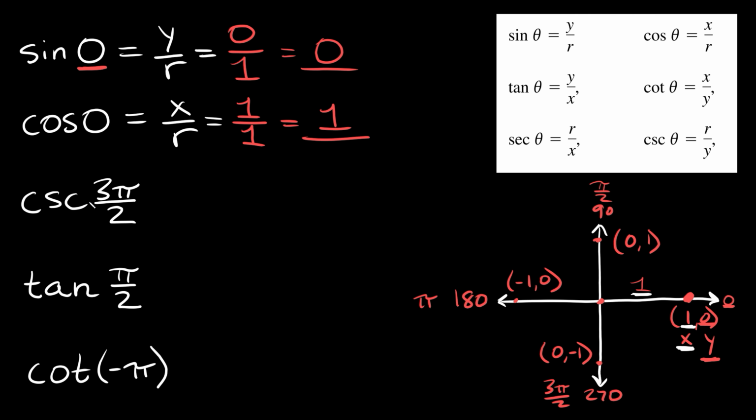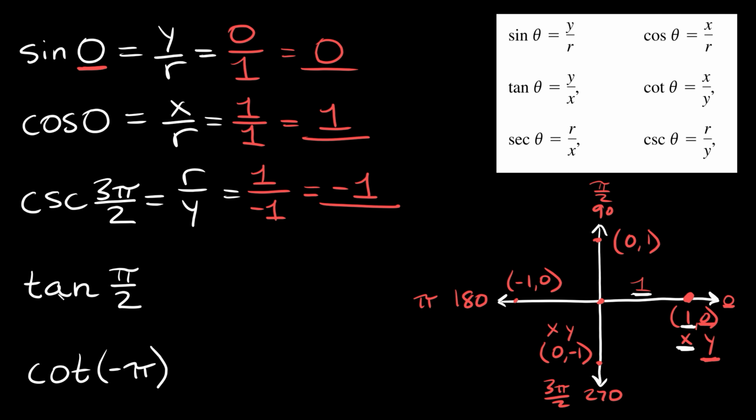Now, what about the cosecant of 3 pi over 2? This is a little bit harder, but not that much harder really. The cosecant of theta is equal to r over y. So we want to figure out what r and y are equal to at 3 pi over 2. Let's go down here to 3 pi over 2. This is our x coordinate, this is our y coordinate. We know that r is going to be equal to 1, the same thing for all of them. And for y, in this case, y is equal to -1. So 1 divided by -1 is simply -1. So the cosecant of 3 pi over 2 is equal to -1.